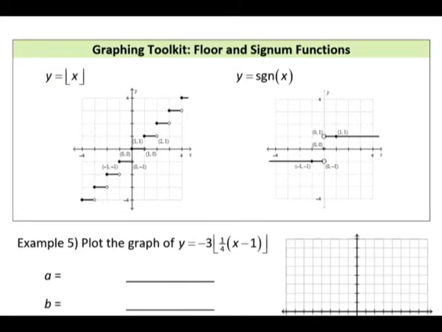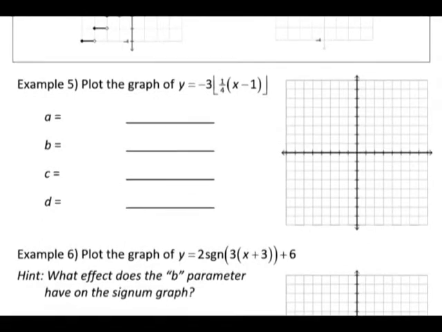On the next page, you have some graphs for reference. We're going to look at how to do transformations. The first thing we're going to do is identify A, B, C, and D. Pause the video and try to pick out A, B, C, and D, and indicate what their effects are going to be.